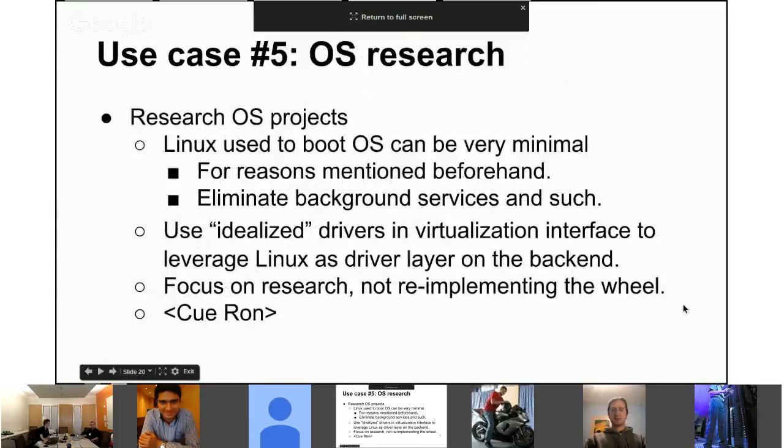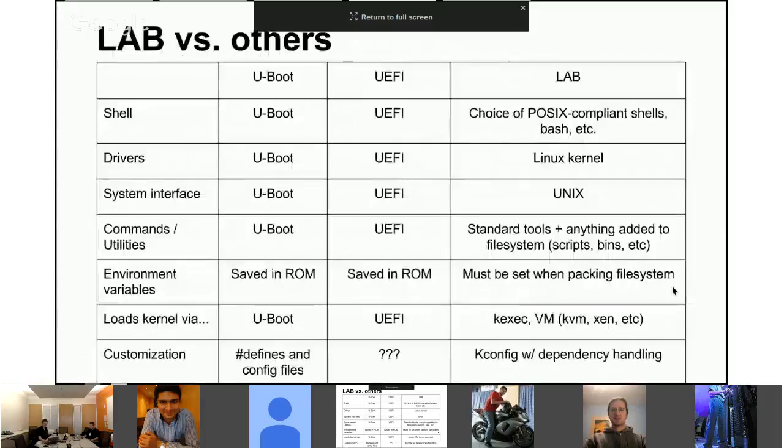So another use case is for OS research, and this is another thing that Ron can probably chime in on. In fact, cue Ron. So you have a minimal Linux OS that you use basically as a driver layer and a hypervisor. Your research OS tries to use the idealized drivers, and so it doesn't have to do all the dirty work. And you get more time to focus on research rather than re-implementing all the things that the Linux guys have already done. Works for me.